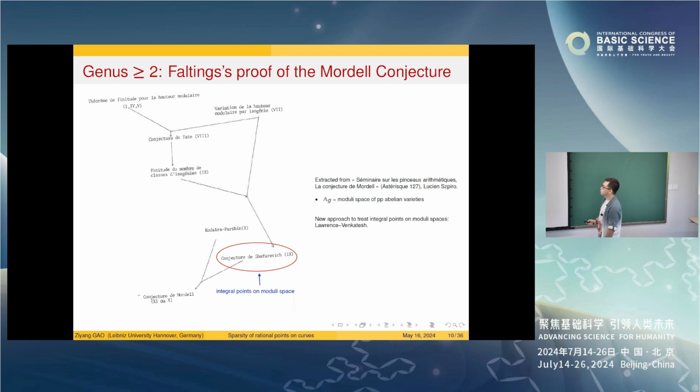And then using the Kodaira-Parshin construction, this finiteness result of integral points on moduli space induces what we want, finiteness of rational points on curves. So this proof is really a proof of integral points on moduli spaces. And recently, there's a new approach to treat these kinds of questions by Lawrence and Venkatesh. It also works in some cases for high-dimensional varieties. Okay, so this is the finiteness, Faltings' first proof.